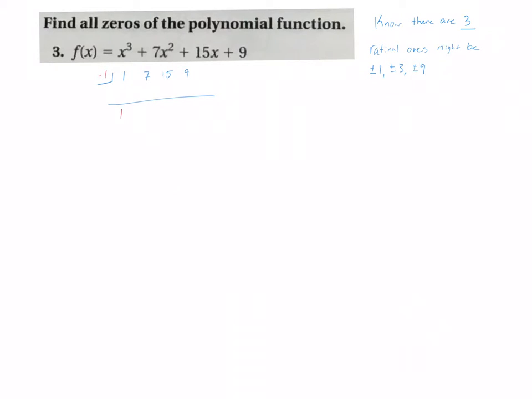So it's going to be 1. 1 times negative 1 is negative 1. That's going to give me 6. Negative 6. That's going to give me 9. Negative 1 times 9 is going to give me negative 9. And that does come out to be 0.